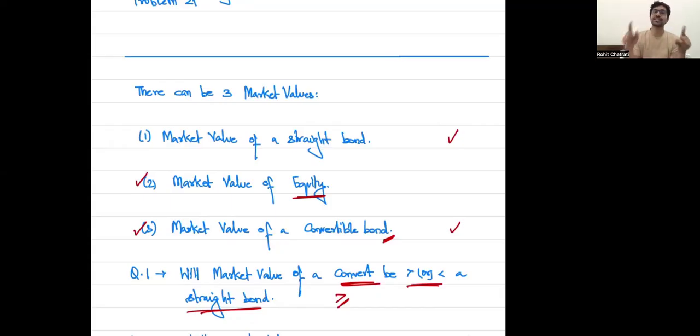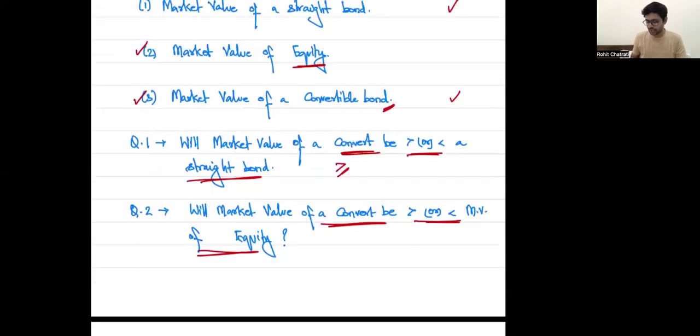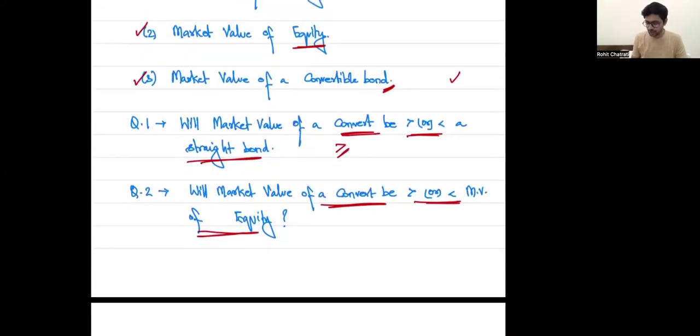So one bond is equal to 20 shares, and therefore, if I compare the market value of a convertible bond with the market value of equity, the expectation is that the market value of a convertible bond should be greater than the market value of equity. So the answer over here is also going to be greater than the market value of equity.